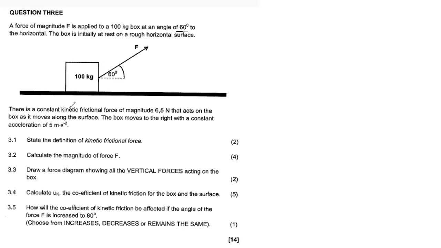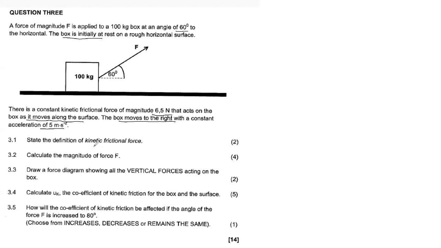They say there is a constant kinetic frictional force of magnitude 6.5 newtons, which is telling you that the block is no longer at rest, right? So whatever they just said here is no longer applicable, because now there is a constant kinetic frictional force, which is telling you that the box is now already moving. That acts on the box as it moves along the surface. So you can see that the box moves to the right with a constant acceleration of 5 meters per second squared.